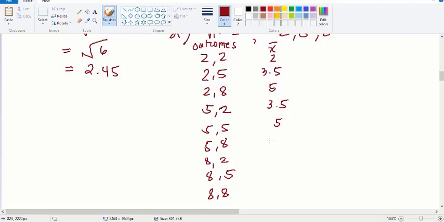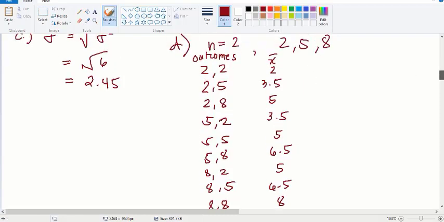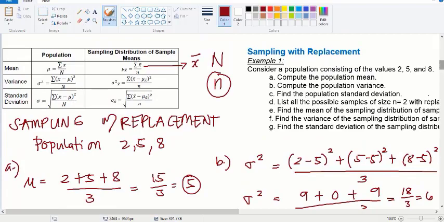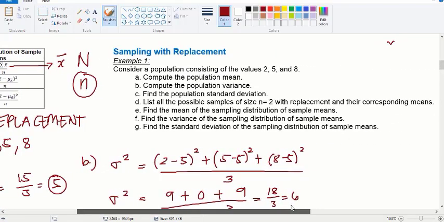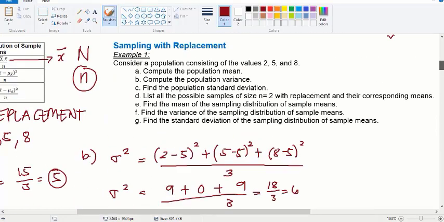Tama ba? 13 divided by 2 is 6.5. Tama ba? 8 plus 2, 10. Okay. 8 plus 5, 13 divided by 2. Okay. 8 plus 8, 16 divided by 2, 8. Okay. So, anyway. Now, na-list ko naman lahat. So, that's it. Okay, that's the corresponding mean. That's the mean.